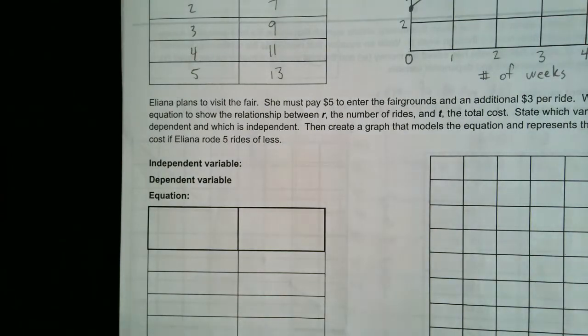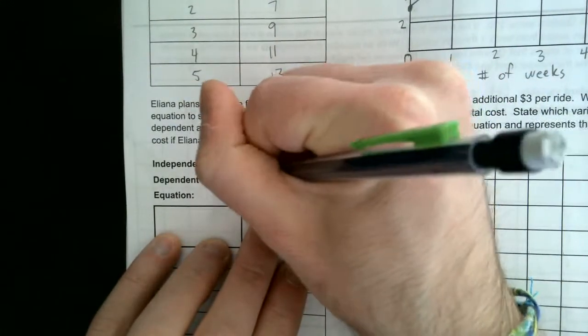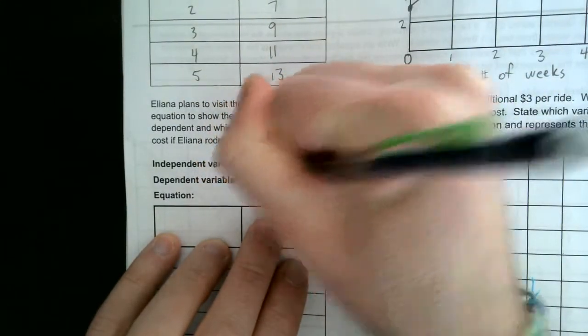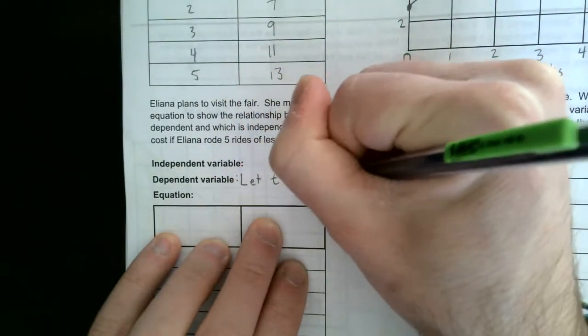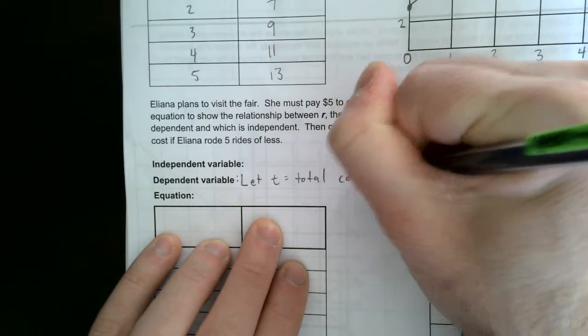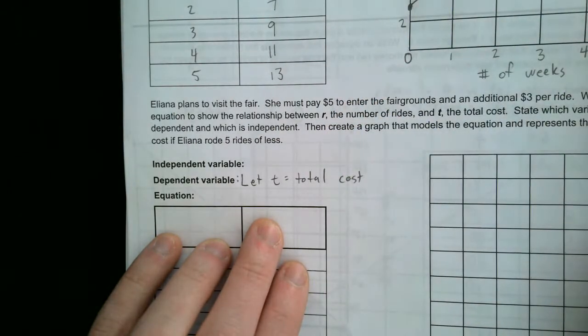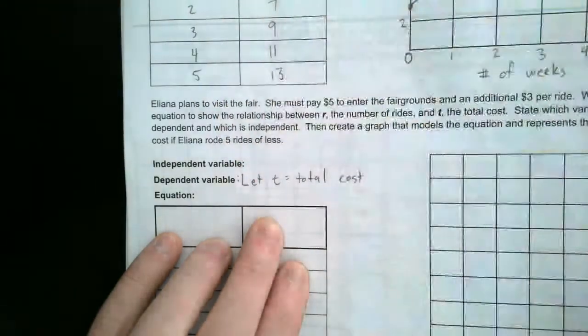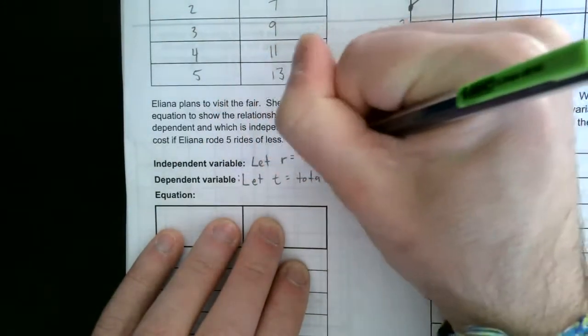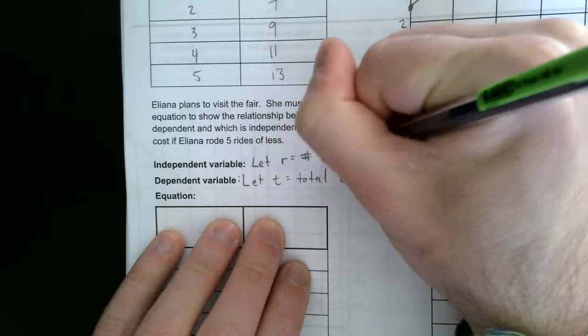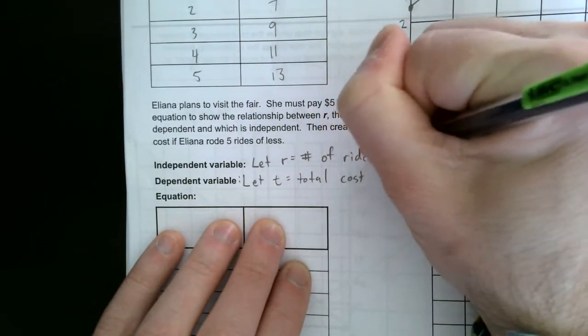Well, I'm going to start with that T. That's the dependent variable. That's the output. That's the total. Let T equal total cost. The other one would obviously be the independent variable. That's going to be R. R equals number of rides.